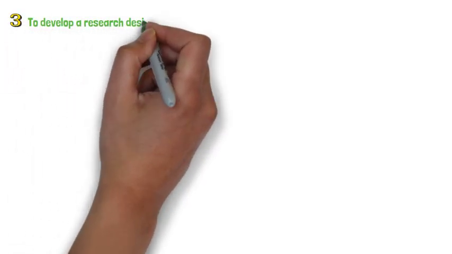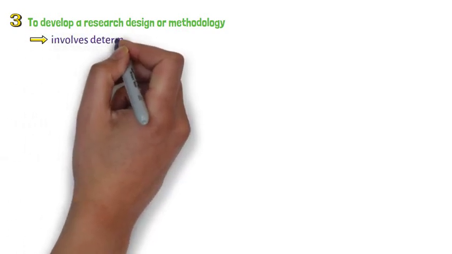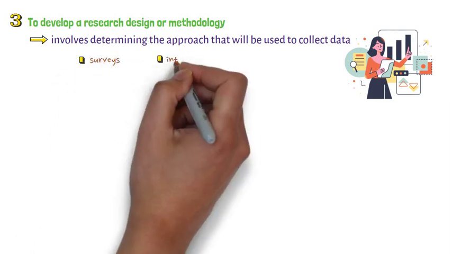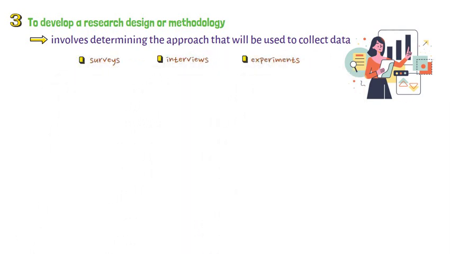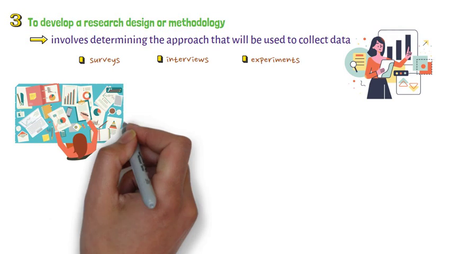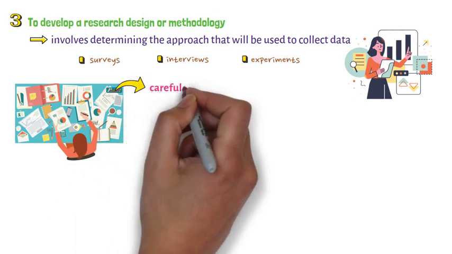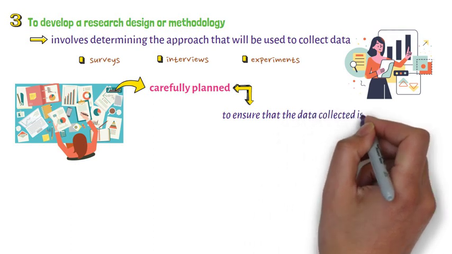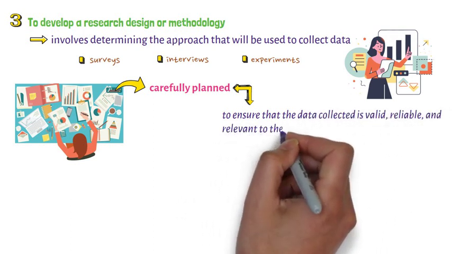The third step is to develop a research design or methodology. This involves determining the approach that will be used to collect data, such as surveys, interviews, or experiments. It must be noted that the research design should be carefully planned to ensure that the data collected is valid, reliable, and relevant to the research question.